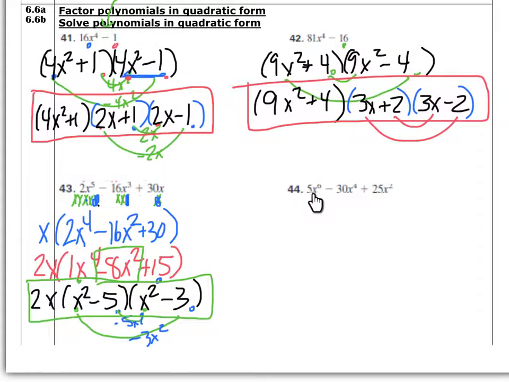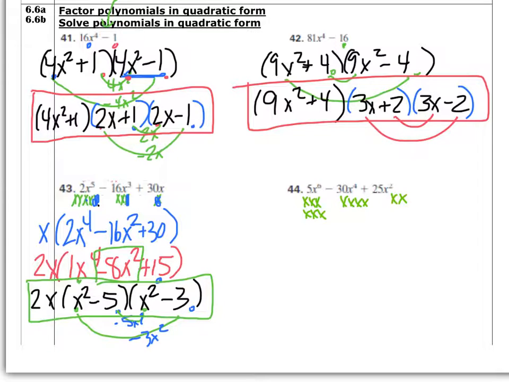Now this is 5x to the 6th minus 30x to the 4th plus 25x squared. The square root of 5 doesn't work well. 25 does, but not a 5, so you can't do what we did up here. You want to look and see how many x's you can yank out of everything altogether. Again, at the most, this first term has 6 of them. So I'll write that. This next one has 4, and the last one has 2.